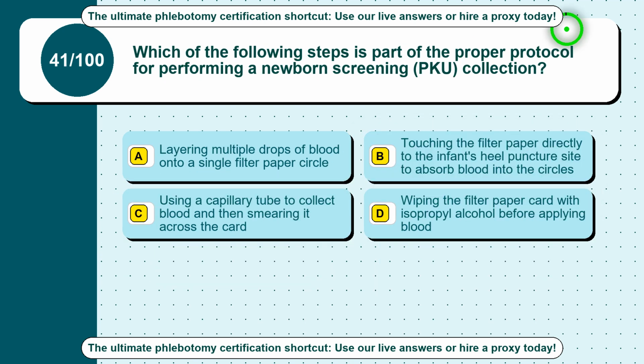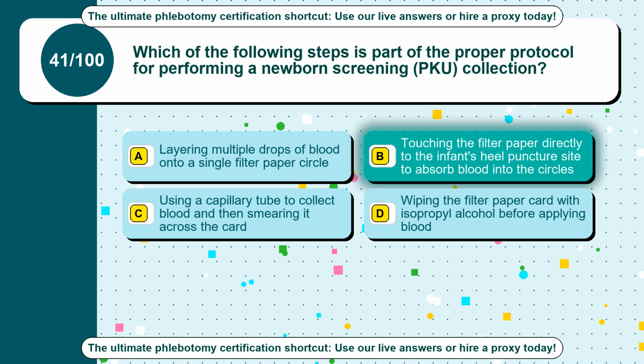Question 41. Which of the following steps is part of the proper protocol for performing a newborn screening, PKU, collection? Option A, layering multiple drops of blood onto a single filter paper circle. Option B, touching the filter paper directly to the infant's heel puncture site to absorb blood into the circles. Option C, using a capillary tube to collect blood and then smearing it across the card. Option D, wiping the filter paper card with isopropyl alcohol before applying blood.